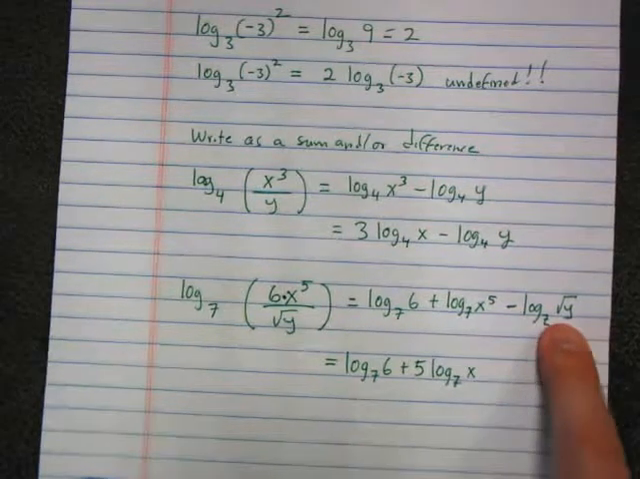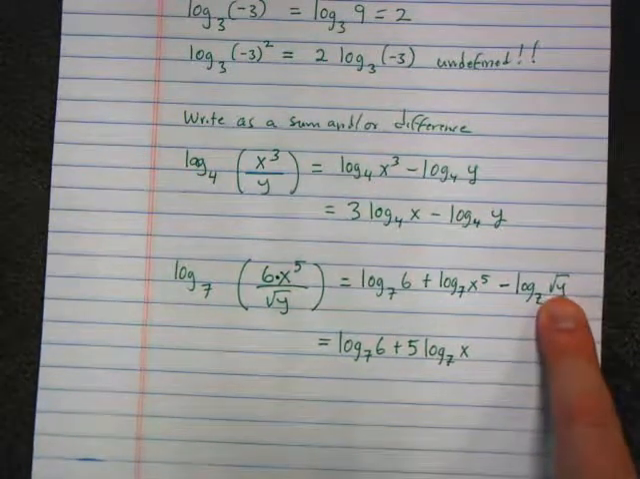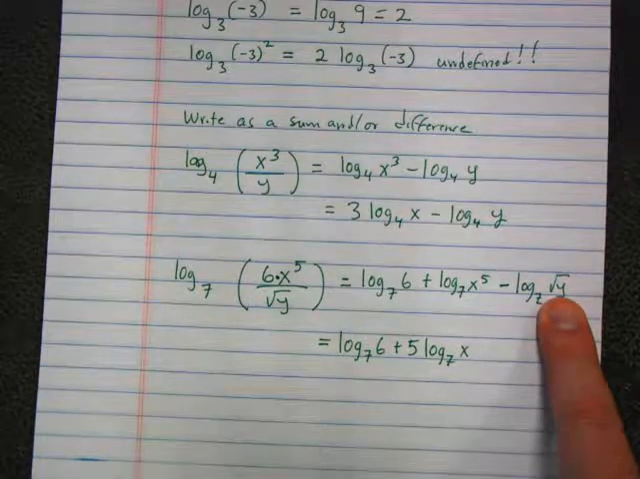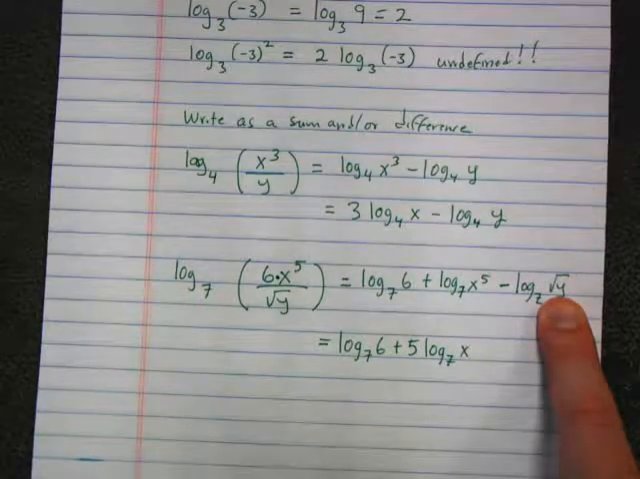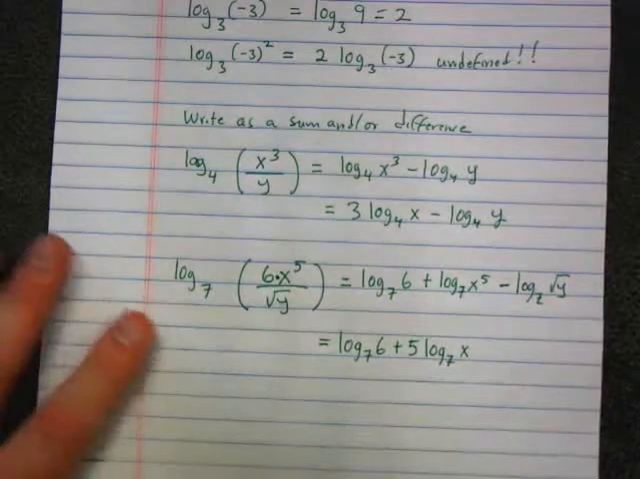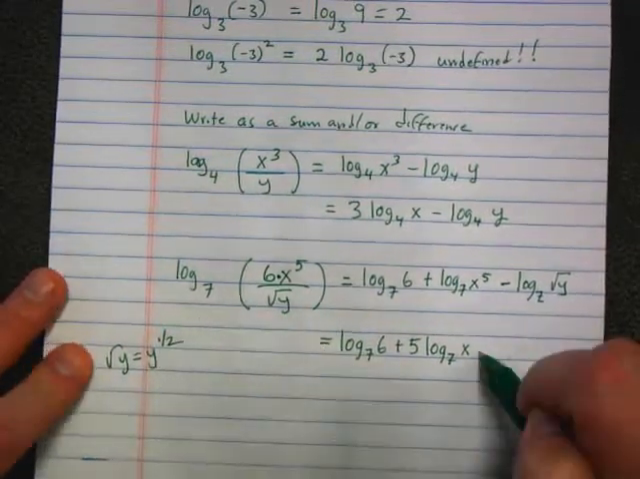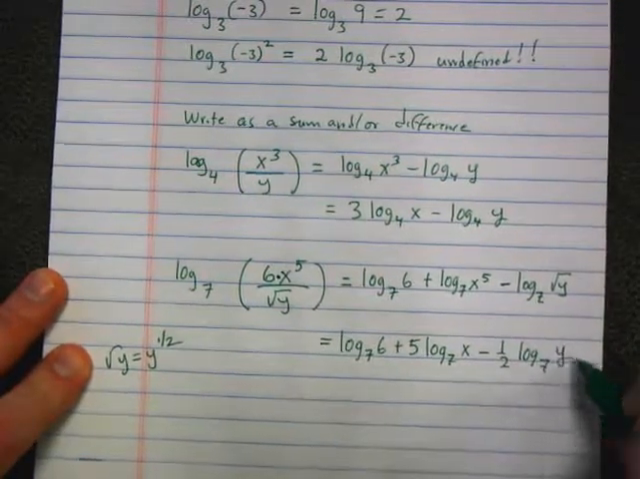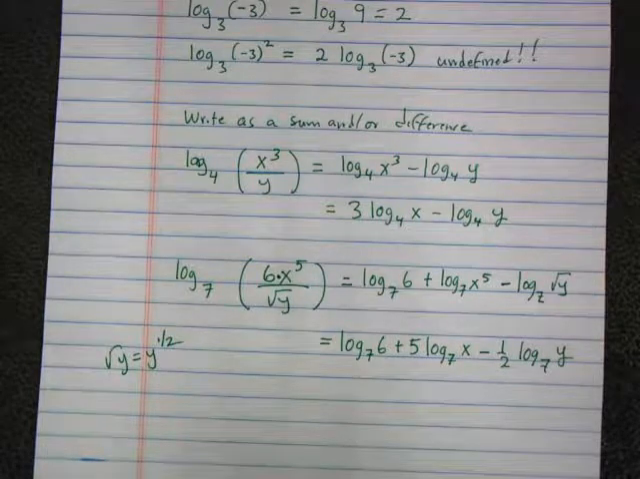How about this one? I can convert it to an exponent and then bring the exponent down. Square root of y is the same as what exponent? It's a positive 1/2. So remembering that square root of y equals y to the 1/2, I have minus 1/2 log base 7 of y. I can take care of that exponent too. So I can get rid of square roots, I can get rid of exponents, I can write everything just as single logarithms.